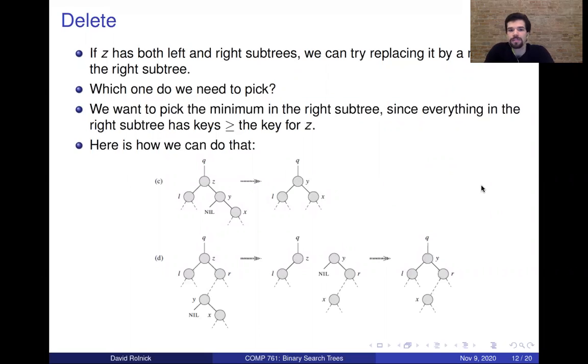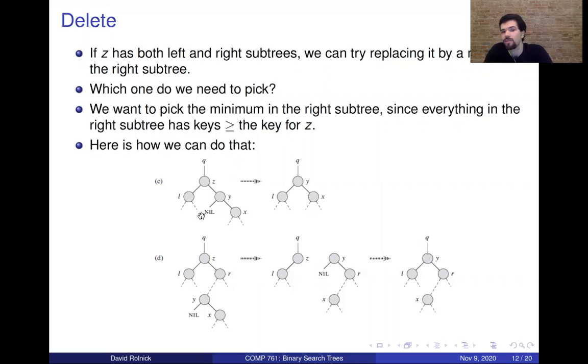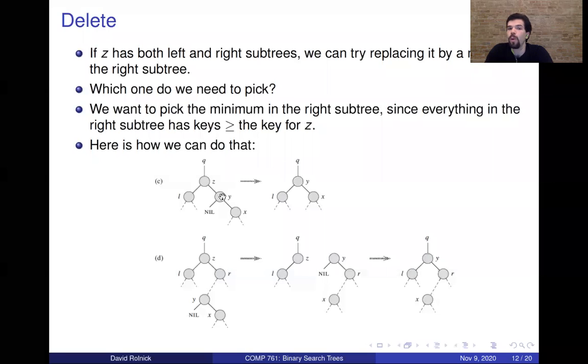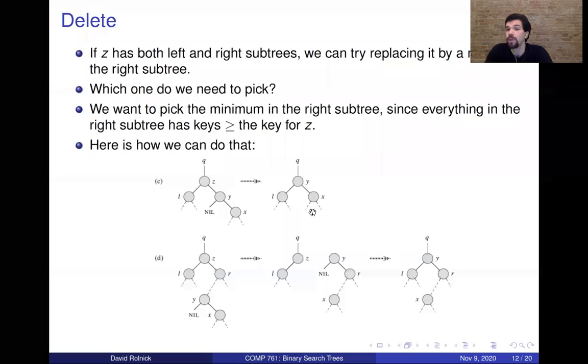So here's how we can do that. Here's a simpler case where the thing right below z is the minimum of the right subtree, because it has no left subtree down here. In that case, we can just move this all up and keep the left subtree of z exactly intact, keep the right subtree of y exactly intact. You just delete z and move y up here. And you see that that works because y is greater than z is greater than L. And so it's perfectly reasonable to put y here. Everything here is less than y. Everything here is greater than y.